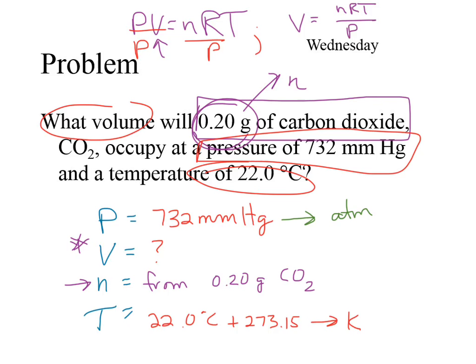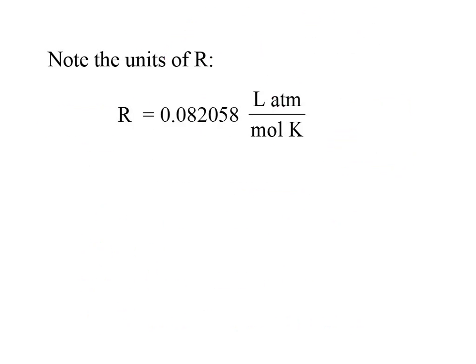A really common mistake in these is to mess up the algebra. I've done it before too. But if you mess up the algebra, your units won't come out right. We need units of what? Liters. So let's see how this works. The R value we'll use is 0.082058. R has units of liters and atmospheres in the numerator, moles and Kelvin in the denominator.